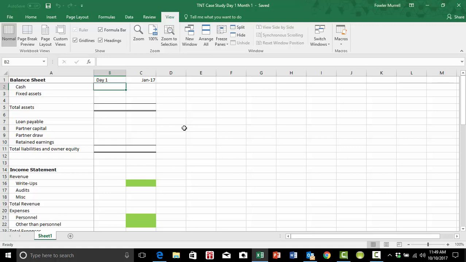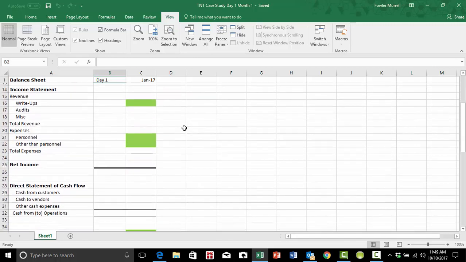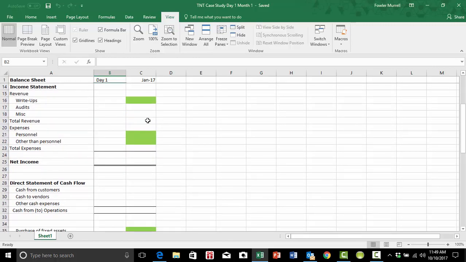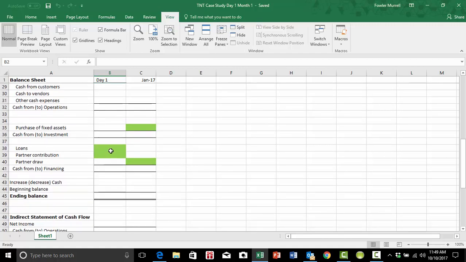Okay, so now if we're going to do the work in the order we said, the first thing is day 1, the income statement. Well, in day 1 there was no income, so there was nothing to do for the income statement. For the direct statement of cash flow in day 1, we had a loan of $400,000, and we had partner contribution. Each partner contributed $100,000, so we had $300,000 in partner contribution.